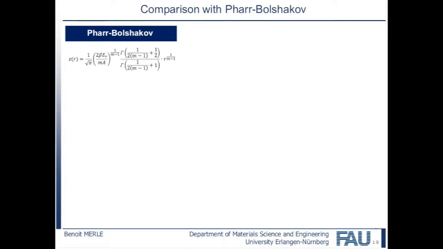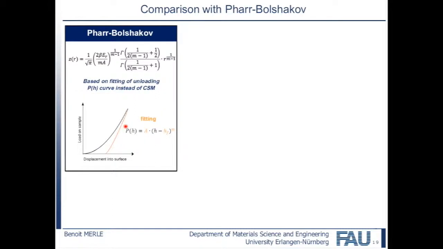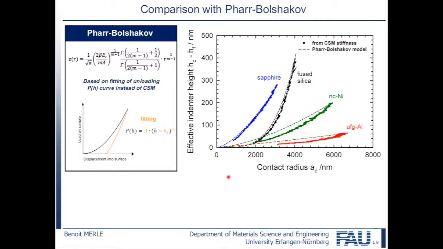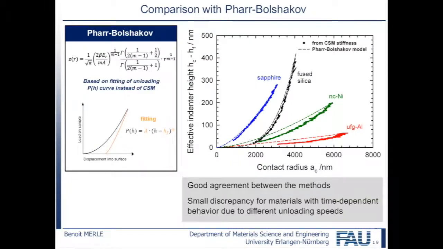Last but not least, we performed a comparison with the predictions from the Oliver-Pharr model. So I've already introduced the equation. It requires the parameters m and a, which are obtained by fitting the whole unloading segment of the load displacement data. This is somehow equivalent to measuring the contact stiffness during the unloading. So we can see on the diagram that both methods agree quite well.